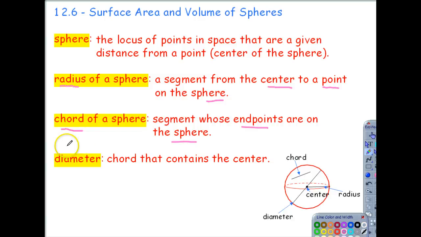Now, a diameter is a type of chord that contains the center. So in a sense, it's the longest chord. I'm going to make a little note there. It always ends up being the longest chord because it has to go through the center of the circle, or sphere. I keep saying that, sorry. So a diameter is a type of chord because the endpoints are on the sphere and it has to go through the center, just like a diameter in a circle has to go through the center as well. Okay, so some vocabulary.